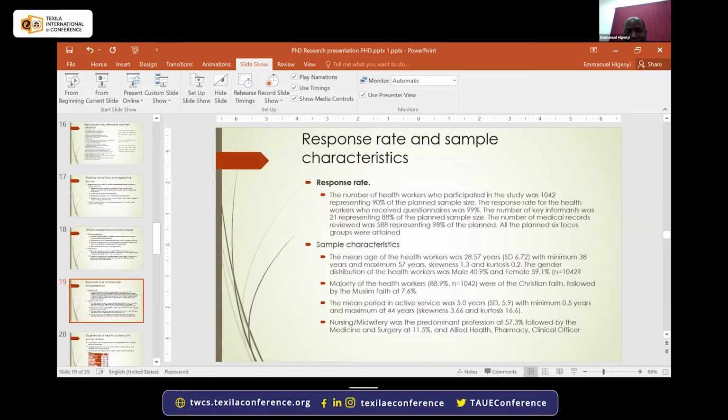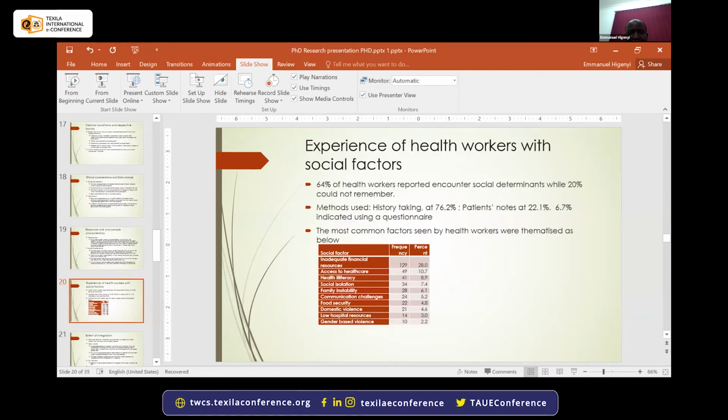And the sample characteristics were that the mean age of the respondents was 28, and the majority of the health workers were Christian, and the mean period of active service was 5 years, and nursing and midwifery was the predominant profession. And 64% of the health workers reported that they had encountered the social determinants in their practice 3 months preceding the data collection date. And the method they used to uncover these social determinants was mainly taking history. And some of them examined the clinical notes of their colleagues to uncover the social determinants.